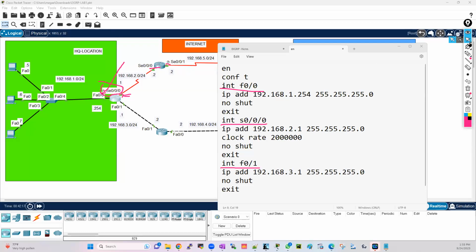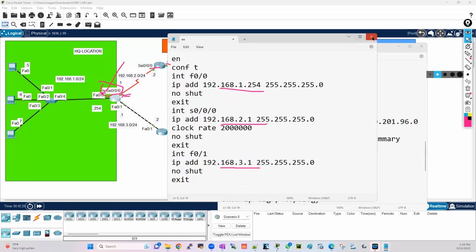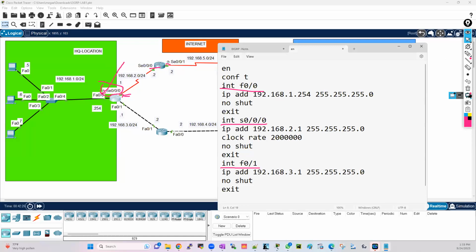So now, what we have done so far is that we have successfully completed the interfaces.